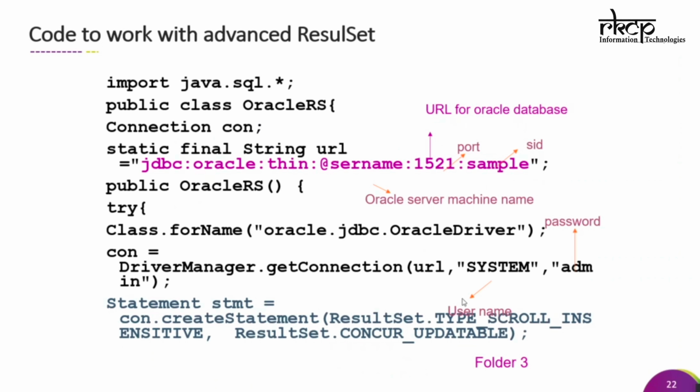How to change it? See practically how to write. Suppose this is my Oracle related information. I'm using Class.forName, loading the driver, getting the database connection, giving the username and password. After that, I'm writing a statement. In the statement, I'm passing scroll insensitive, means you can scroll your cursor in both directions, forward and backward, and your ResultSet can be updatable.